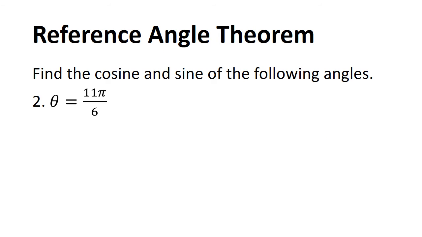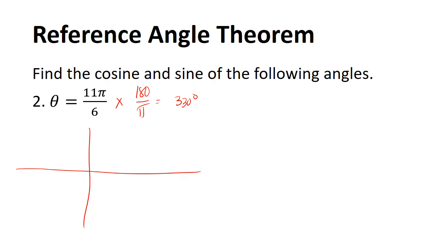So, ito. Find the cosine and sine of following angles. Pag minultiply natin to ng 180 all over pi, cancel si pi, we get 30. So, 330 degrees. Malapit na siyang mag 360. At nasaan yun? Nandito po yan sa quadrant 4. At ano po ang reference angle natin sa quadrant 4? Kung ilan na lang yung kulang niya para maging 360, kailangan niya na lang ng 30 degrees. So, dito, 30 degrees.